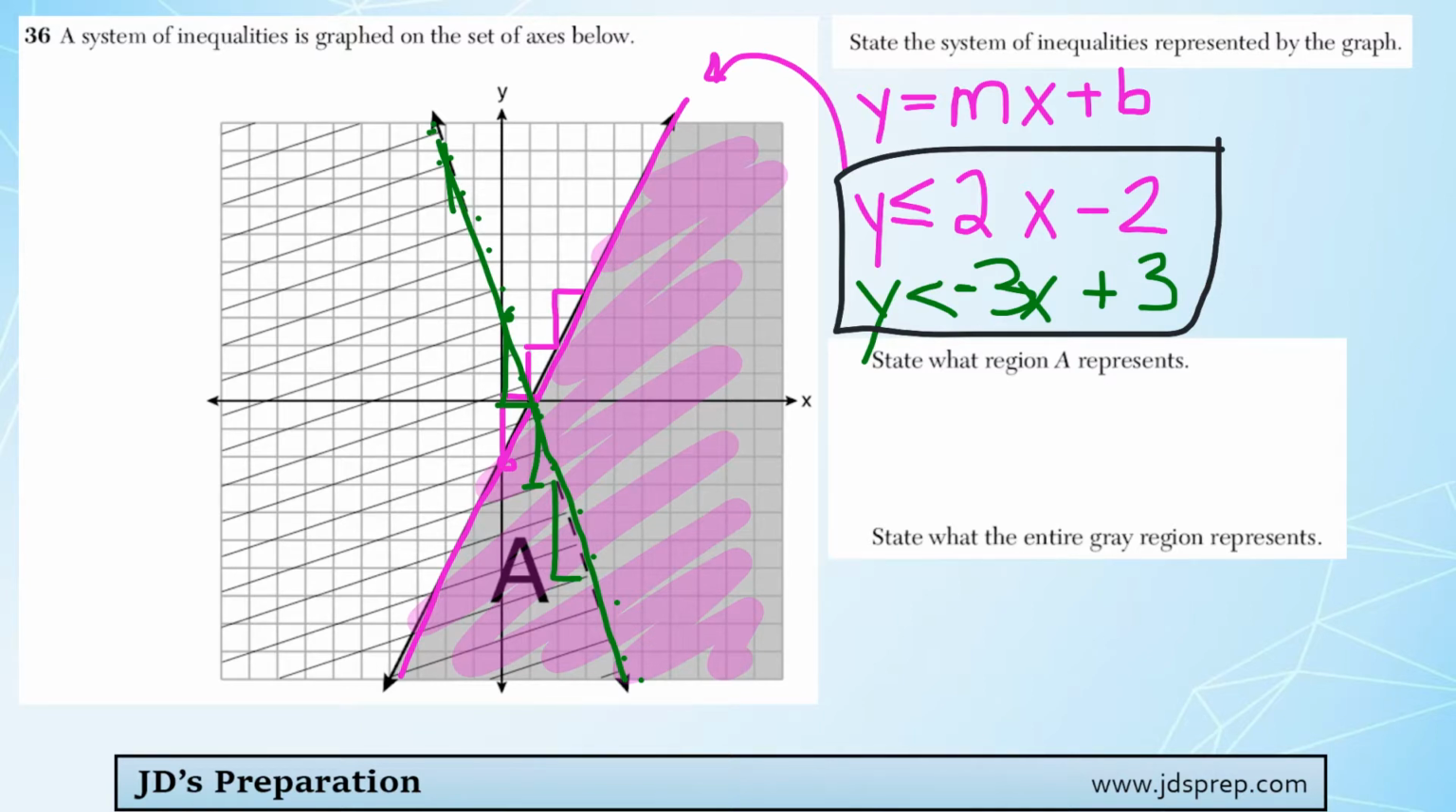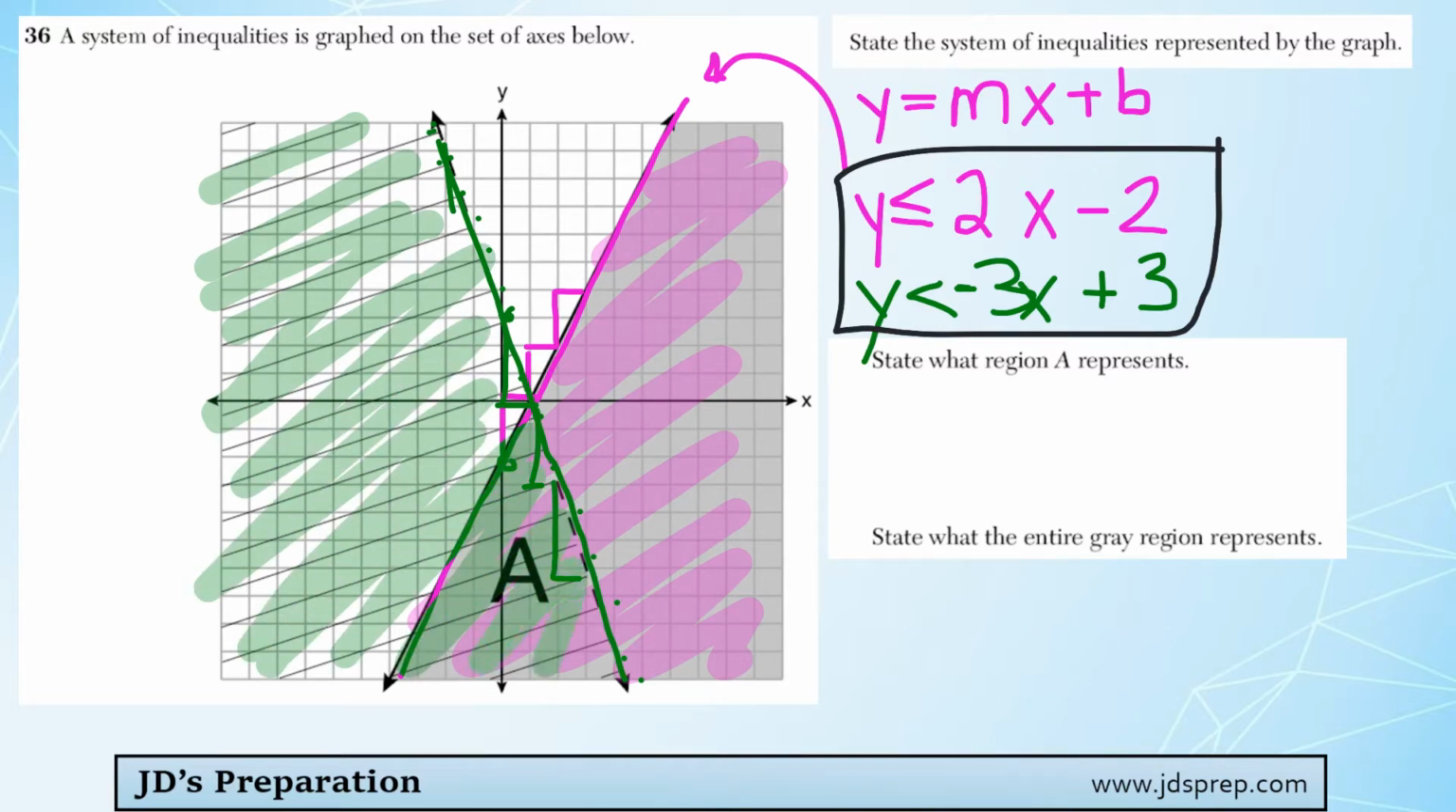Now, next part of the question is asking us to state what region A represents. And if you can't already tell, it should be pretty obvious, but I'm going to highlight this section green, everything below -3x plus 3. And you'll see what happens is section A represents both of them. So it's the solution set of the entire system. So yeah, you see I just wrote out there that it's the solution set of the system, or in other words, it's the solution for both inequalities.